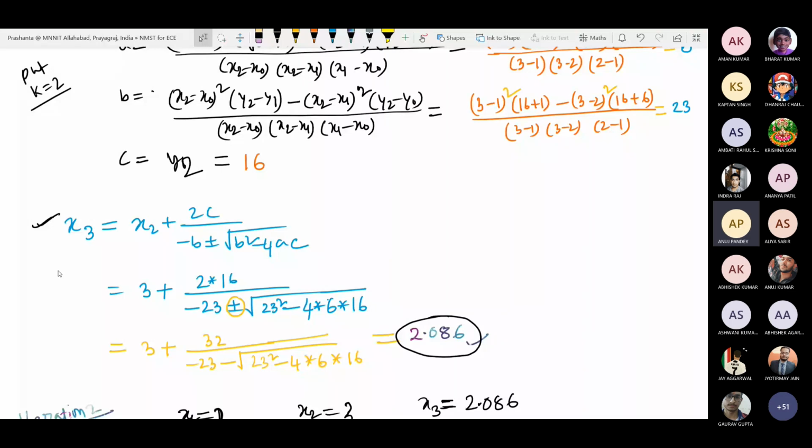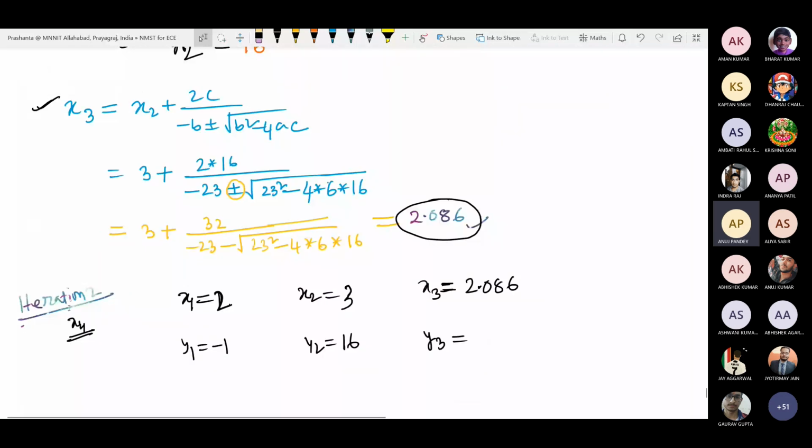If you are performing this on a computer, then you will use a stopping criterion. And if you are doing it by hand, then you have to perform at least a few iterations to understand how this is going. So x1 is 2, x2 is 3, x3 is 2.086, y1 is minus 1, y2 is 16.